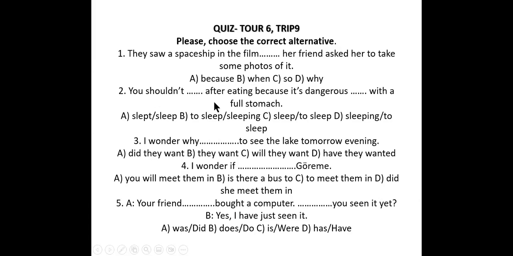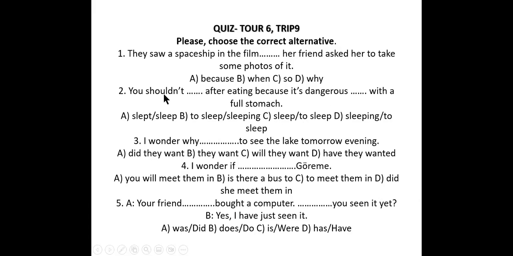Question 2. You shouldn't blank after eating because it's dangerous blank with a full stomach. "You shouldn't slept" is wrong. After should or shouldn't, we use verb 1. B is also wrong. Let's look through. C, sleep, to sleep. It's dangerous, adjective, to do. This is true. You shouldn't sleep after eating because it's dangerous to sleep with a full stomach.